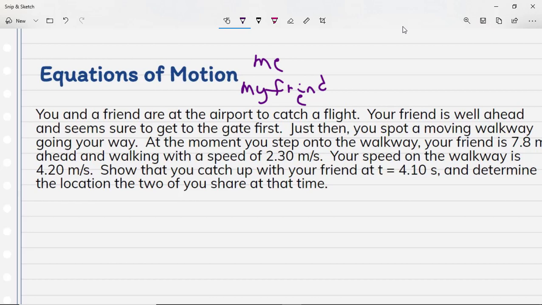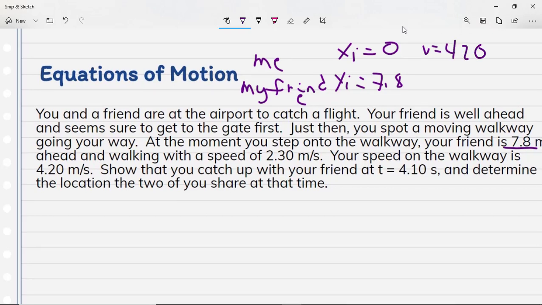The moment I step onto the walkway, my starting point is 0 because everything is relative to me. My friend's starting point, however, is 7.8 meters. My velocity is 4.2 meters per second. And my friend's velocity is 2.3 meters per second.